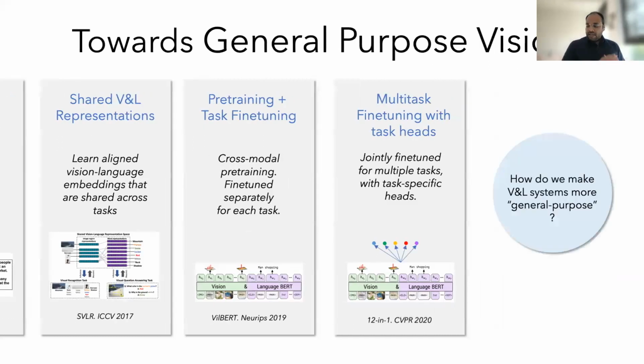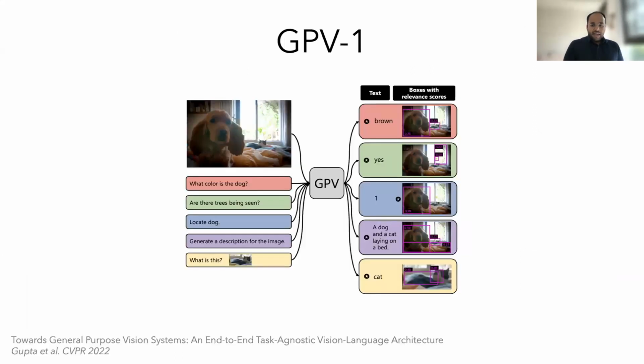So when I began at AI2, one of the things that I was interested in thinking about was how do we make these vision language systems more general purpose? And we came up with GPV1. So GPV1 is this architecture which takes an image as input and an instruction and produces two kinds of outputs. For every input, it produces a text, which could be a class label or a caption, and it produces bounding boxes with the relevant scores.